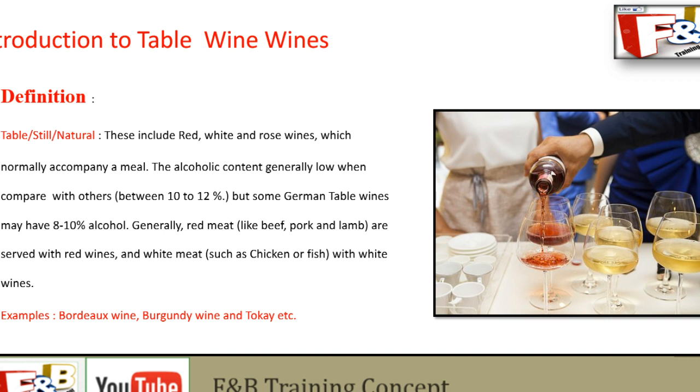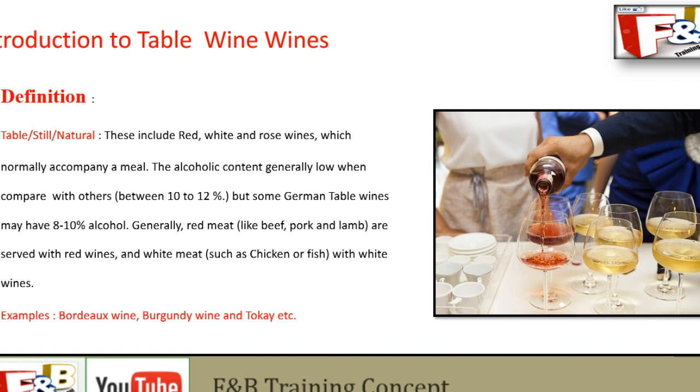Okay, so we've said that the table wines will actually include red, white, and rosé wine. Normally, these wines accompany a meal. The alcoholic content generally is very low compared to others. It's actually between 10 to 12%. But there are other categories of German wines that will have even less. It will go down to 8 to 10% alcohol by volume.